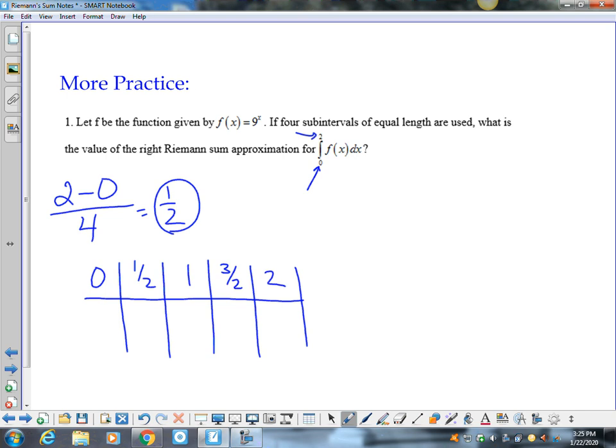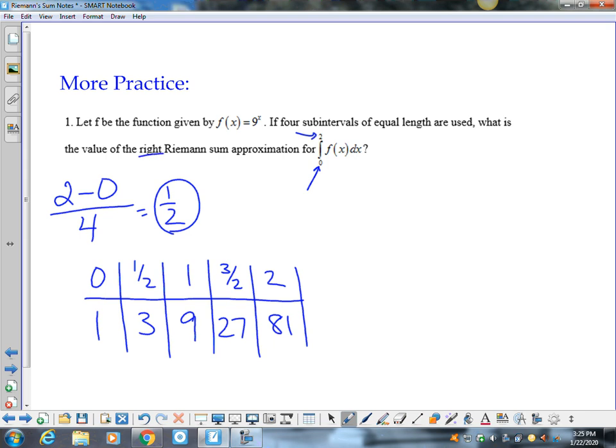Okay, so now to get the y values, I need to plug that value in for x. So 9 to the 0 would be 1. 9 to the 1/2 means the square root of 9, which is 3. 9 to the 1 is 9. 9 to the 3/2 would be the square root of 9, which is 3, and 3 cubed, which is 27, and then 9 squared is 81. So there's my table with all my values.